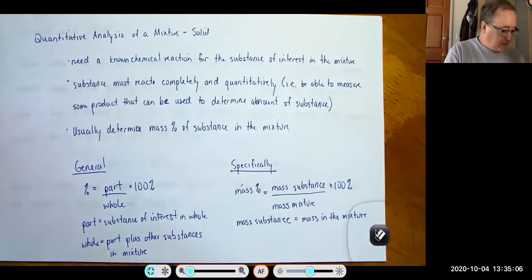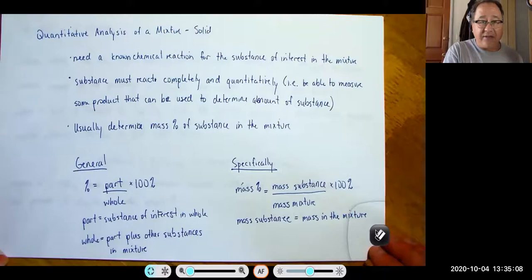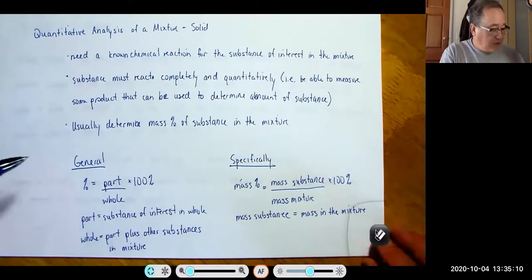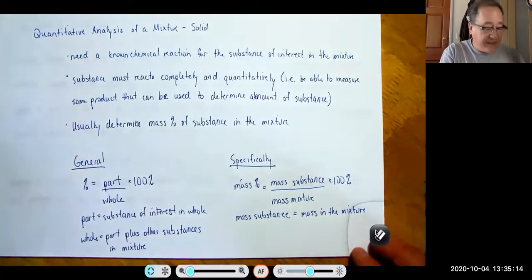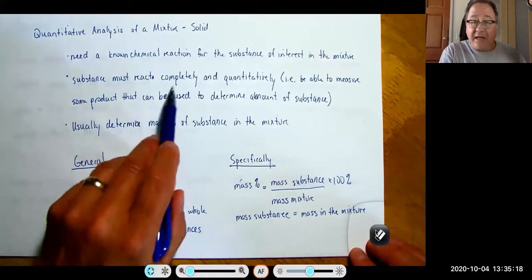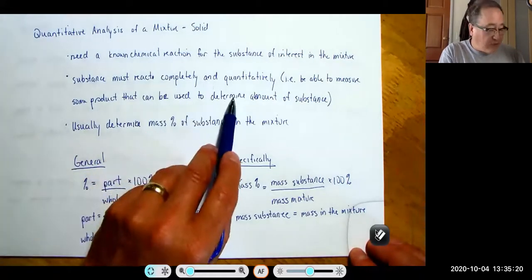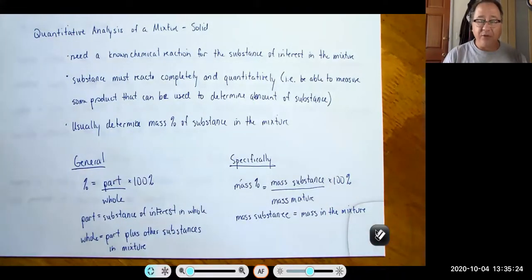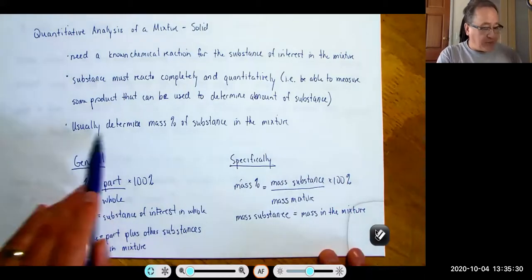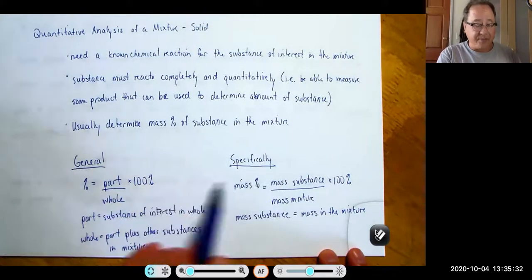So let's look at quantitative analysis of a mixture for a solid. First, you need a known chemical reaction for the substance of interest in the mixture. The substance must react completely and quantitatively. So when we say quantitatively, it means you must be able to measure something about the products that can be used to determine the amount of substance in the mixture. And usually determine the mass percent of the substance in the mixture.